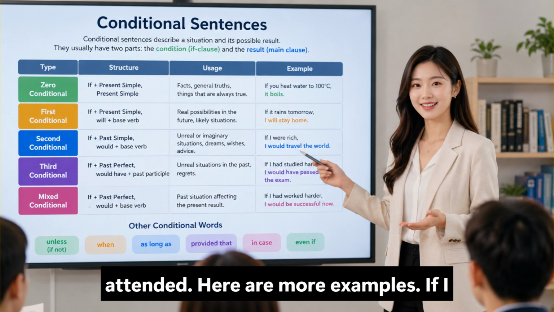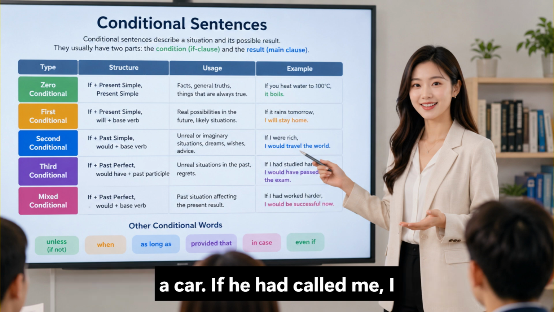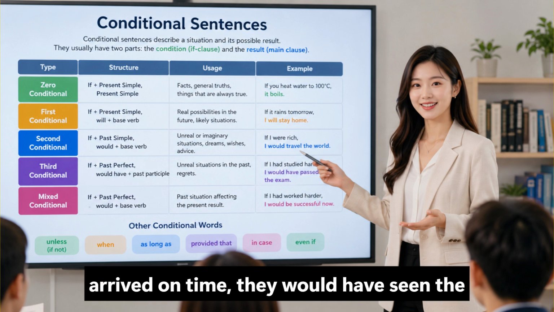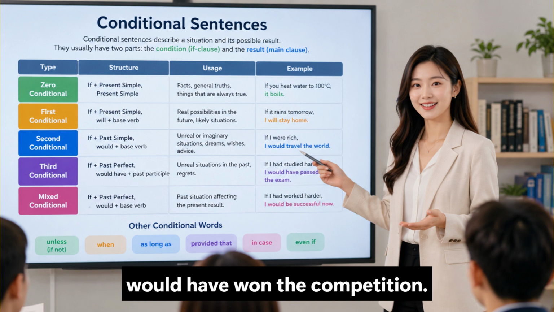Here are more examples. If I had saved more money, I would have bought a car. If he had called me, I would have helped him. If they had arrived on time, they would have seen the show. If she had practiced more, she would have won the competition.